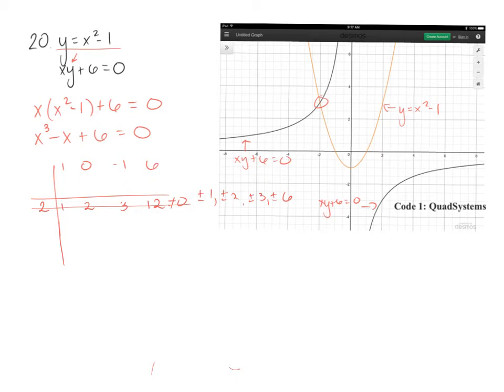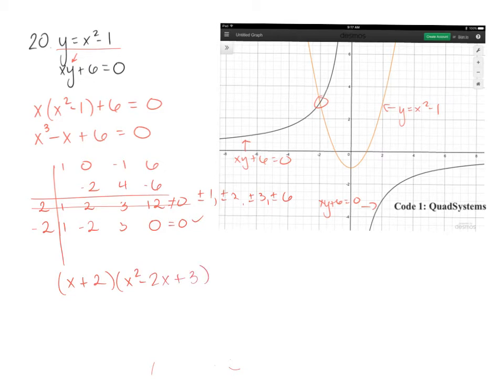Okay, so let's try negative 2. So we bring down the 1, negative 2 times 1 is negative 2, 0 minus 2 is negative 2, negative 2 times negative 2 is 4, negative 1 plus 4 is 3, negative 2 times 3 is negative 6, so that's 0. That does equal 0, so that means that negative 2 is a root. So if we were to take out an x plus 2, right, because we changed the sign, we would be left over with x squared minus 2x plus 3.